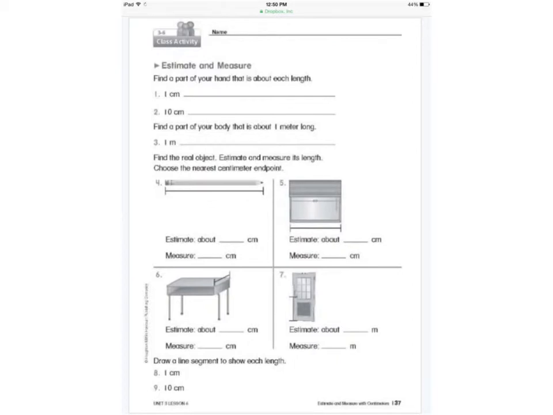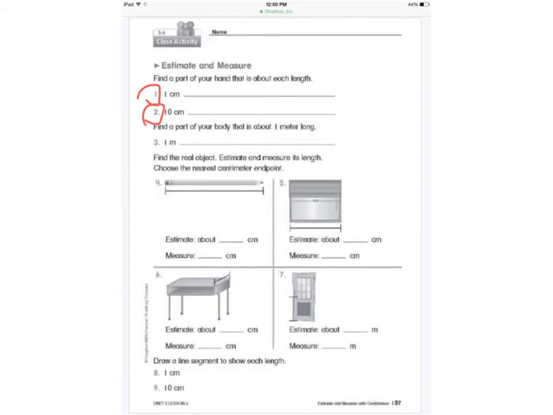On page 137, there are a couple of things you're going to need to do. You're going to need to use your meter strips that you made. For the first couple of questions, you're going to use your hand, and they want you to find a part of your hand that is about the length of 1 centimeter, and then a part of your hand that's about the length of 10 centimeters.